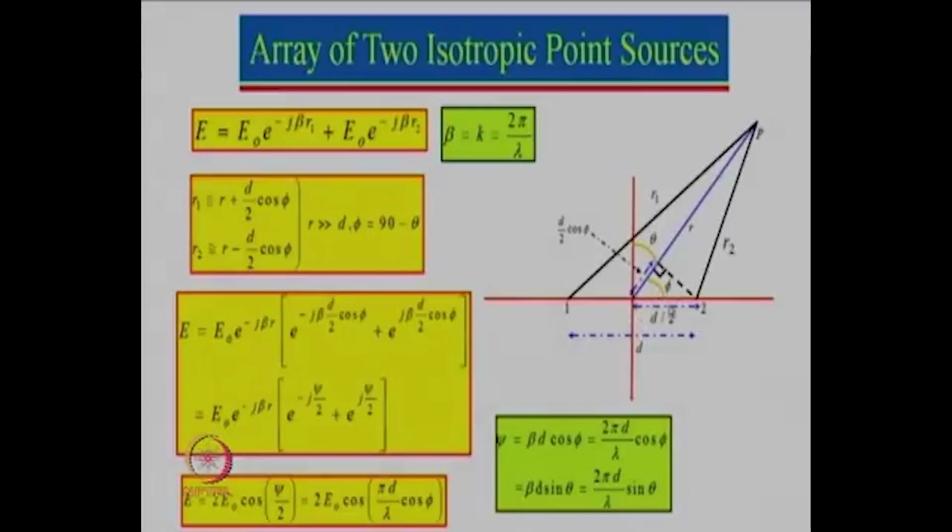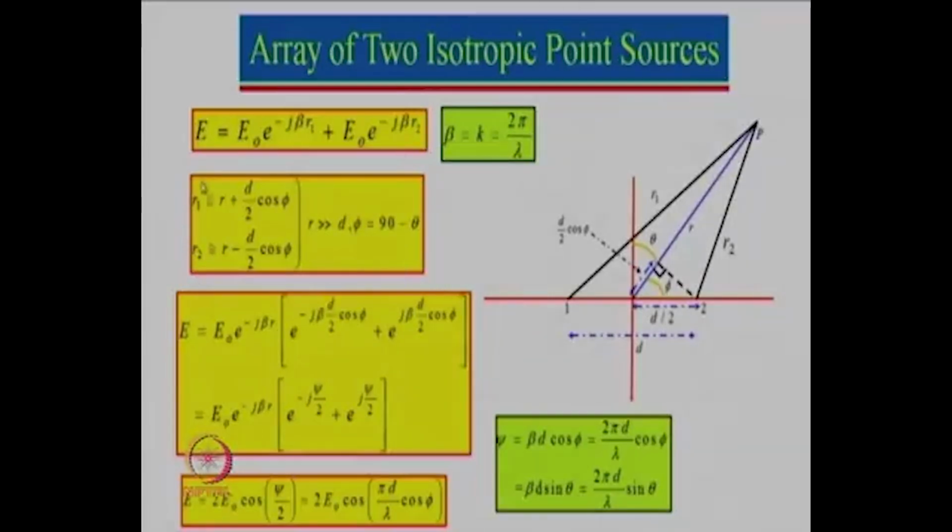So we can say that d by 2 times cos phi will be this particular distance. So r2 can be approximately written as r minus d by 2 cos phi, and r1 will be r plus d by 2 cos phi. And here we are just measuring angle theta if it is measured from the perpendicular axis. So then we can say phi plus theta is equal to 90 degrees. So we can also write phi as 90 minus theta.